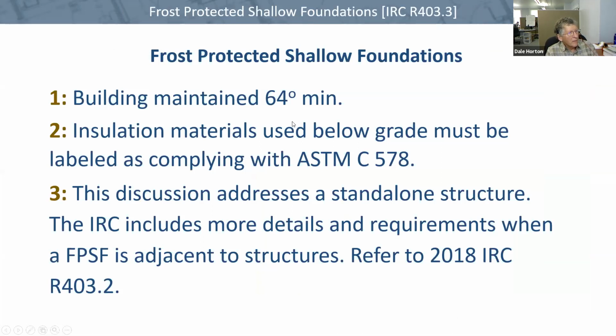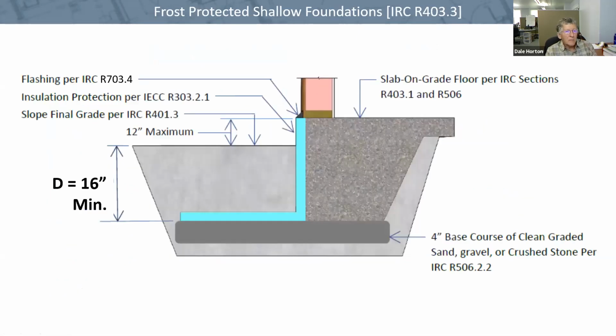Frost protected shallow foundations are a little complex. The information about frost protected shallow foundations is included in the IRC instead of the IECC. What you have to keep in mind is that the building has to be maintained at 64 degrees minimum temperature, and the insulation materials used below grade must meet this ASTM standard. I'm going to show you some diagrams, and we're going to talk in general about frost protected shallow foundations, so if you ever have to deal with one, it'll be a little more familiar once you get into the IRC requirements.